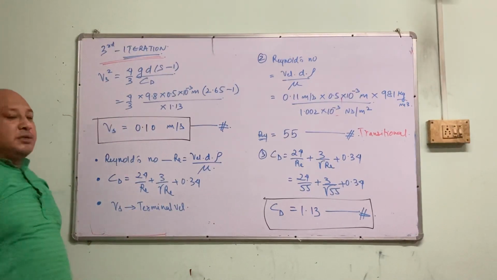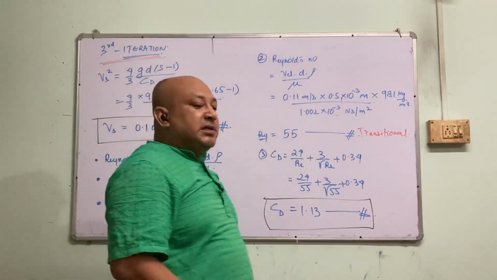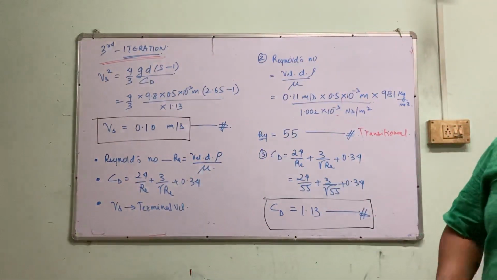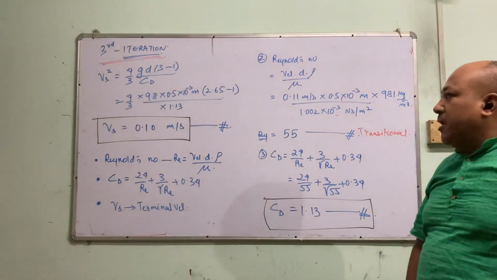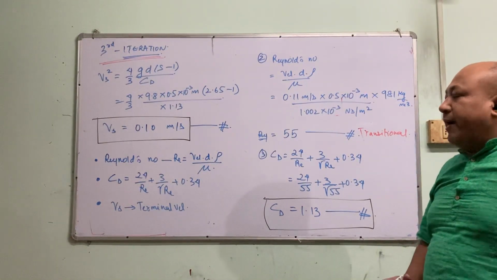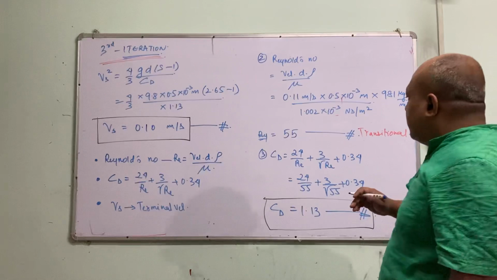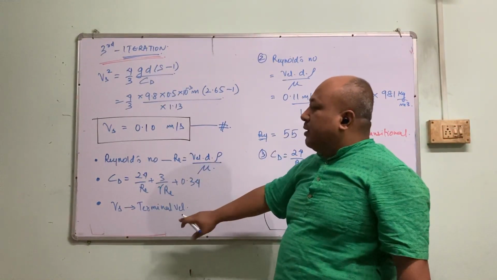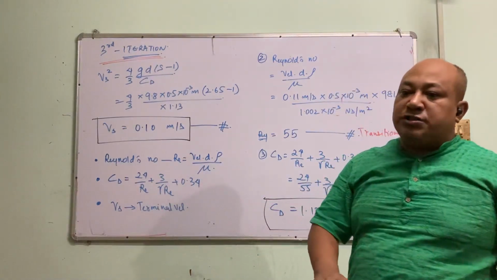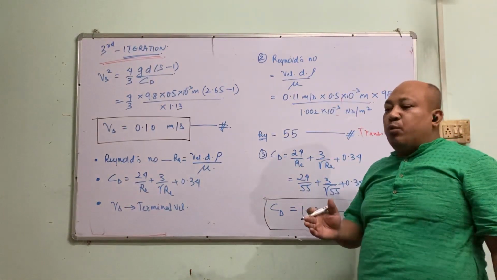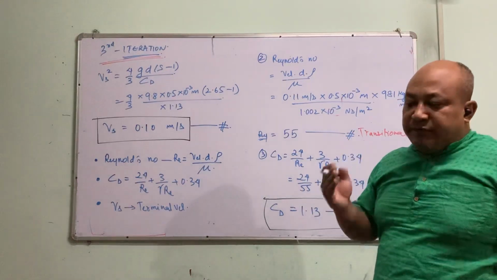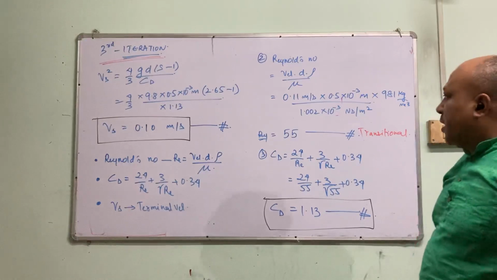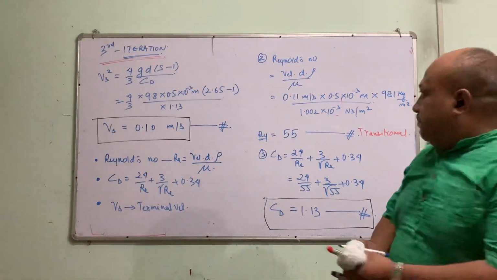Now the question comes, sir, how many cycles are we supposed to do? How many times are we supposed to do the iteration technique? Our ultimate aim is to find the settling velocity. So every round we are finding settling velocity: settling velocity in round 1, round 2, round 3, round 4, round 5. Now let me put it here.